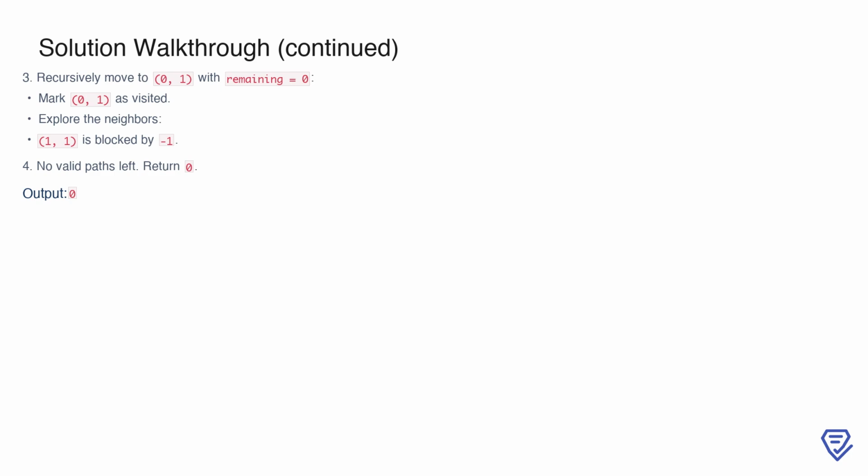The valid neighbor is 0, 1, so we move there and mark it as visited, reducing remaining to 0. At 0, 1, we explore the neighbors again, but the only neighbor leading to the endpoint, 1, 1, is blocked by an obstacle indicated by -1. With no valid paths left, the function returns 0. The output for this grid is therefore 0, as there are no ways to traverse from the start to the end while visiting all empty cells exactly once.